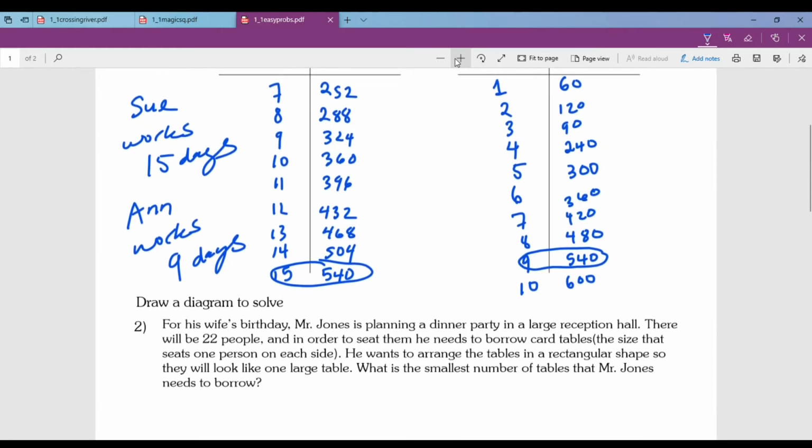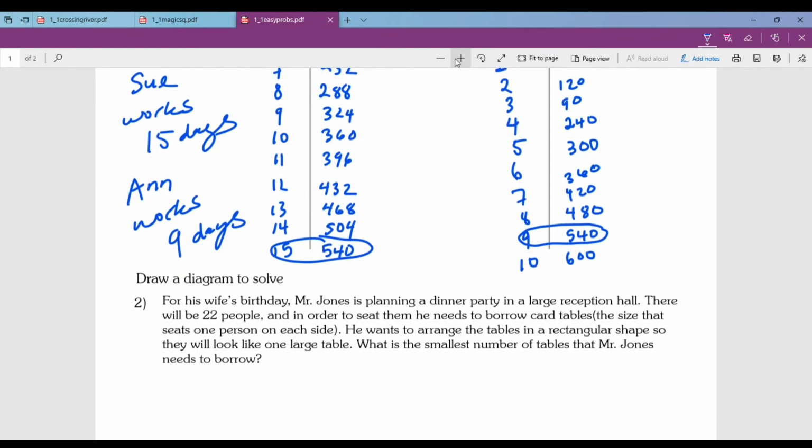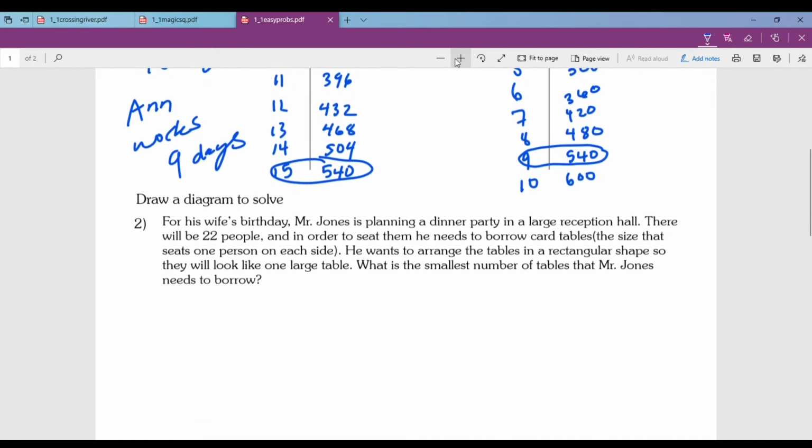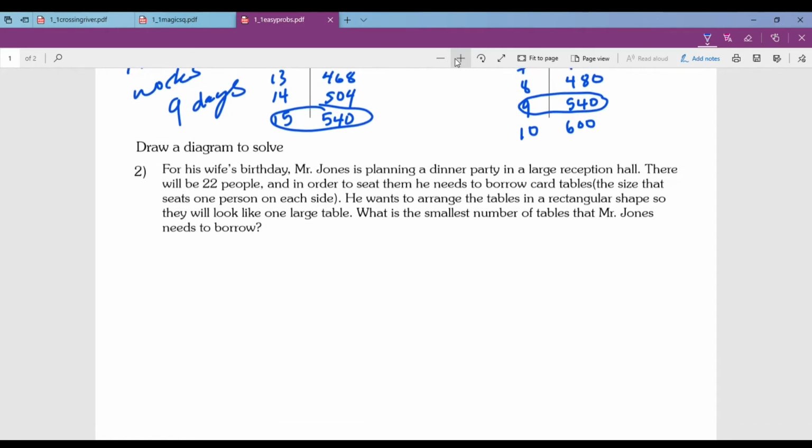Let's try problem number 2. Draw a diagram to solve. For his wife's birthday, Mr. Jones is planning a dinner party in a large reception hall. There will be 22 people, and in order to seat them, he needs to borrow card tables, the size that seats one person on each side. He wants to arrange the tables in a rectangular shape so they will look like one large table. What is the smallest number of tables that Mr. Jones needs to borrow? So try this problem on your own. Draw some pictures and make your rectangular table and see how many tables we need to seat 22 individuals.